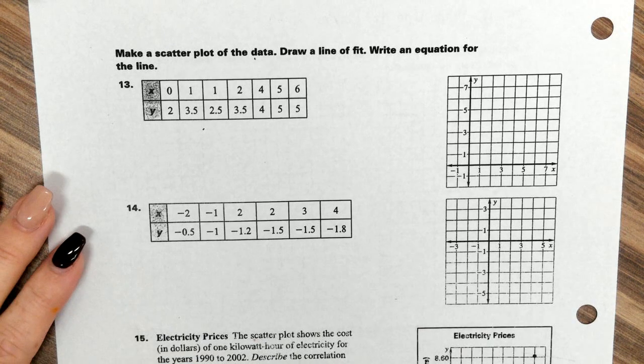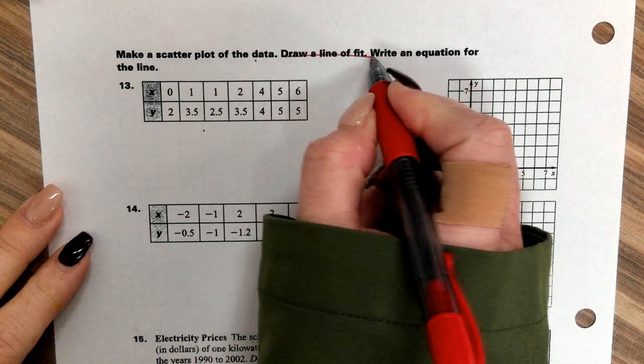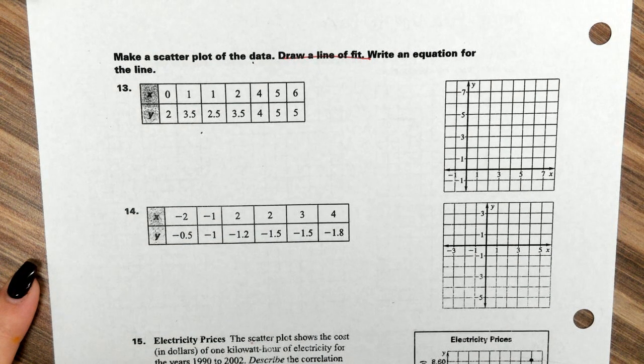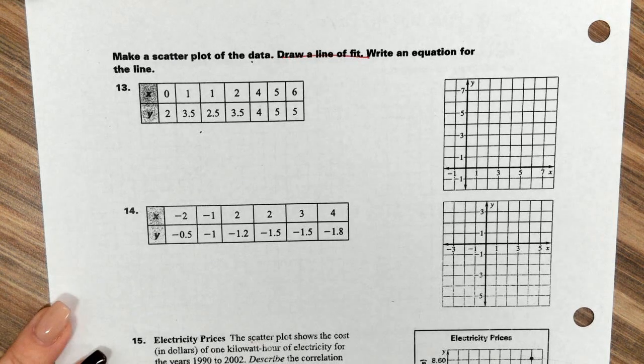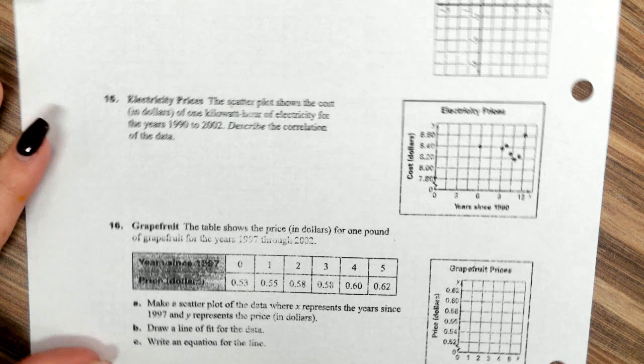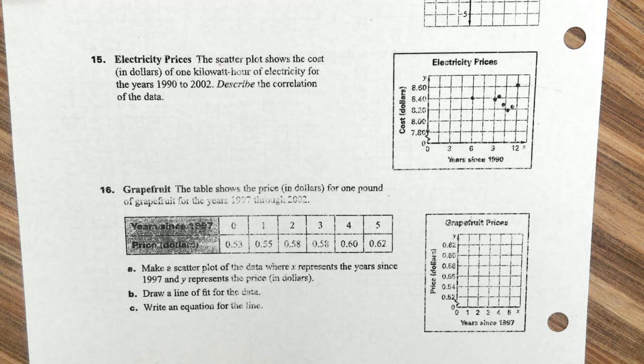Number 13 and 14, make a scatter plot. Mark off, draw a line. I'm not trying to cause y'all to have an anxiety attack here. Okay, then write an equation. So use stat. Then on 15 and 16, read the directions. It's very, very easy. And make sure you do every single thing it asks for, okay? Super easy. I hope y'all finish today. You should have plenty of time.